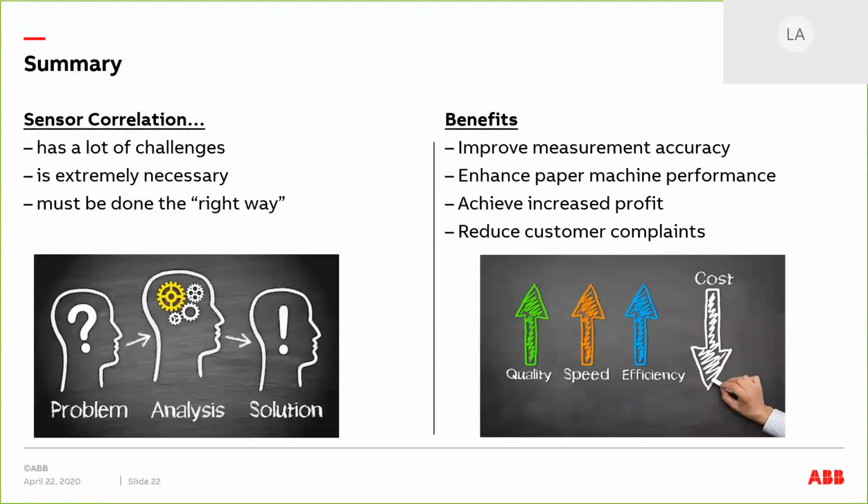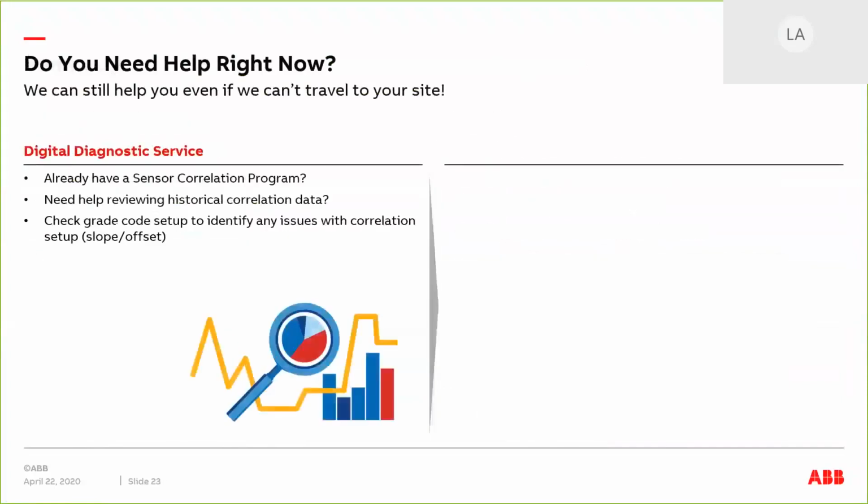We're here to help. So talking about help, maybe some of you are already thinking, what can we do right now? Well, because of COVID-19, we cannot travel to your site right now. But there are things that we can start helping you with today. We have a couple of services that we can do remotely. For example, this one is a digital diagnostic service. This is if you already have a sensor correlation program in place and you need some help reviewing your historical correlation data.